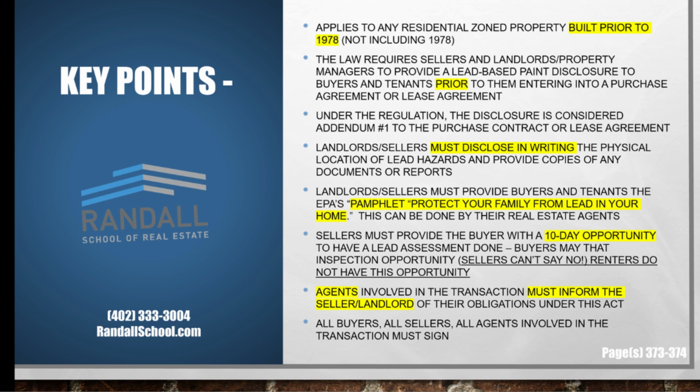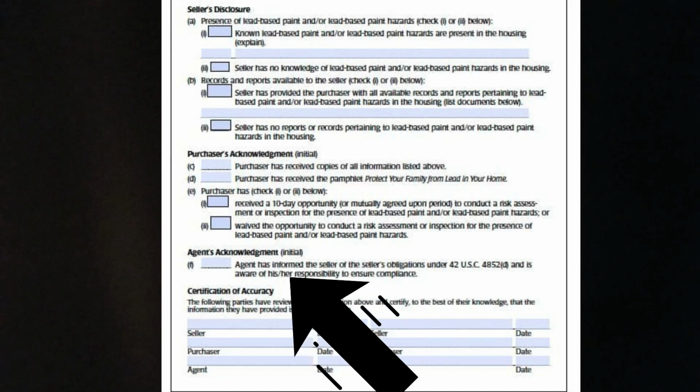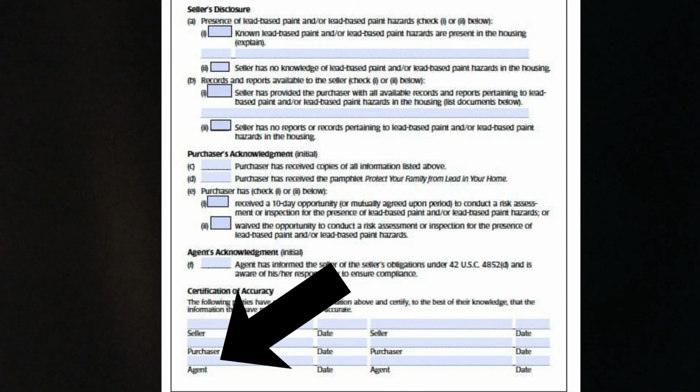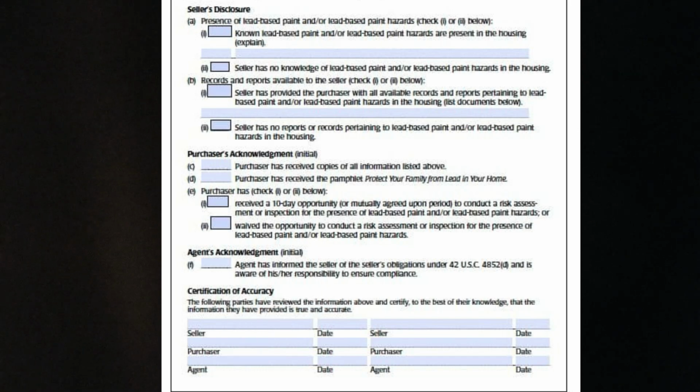Now, all the agents involved in the transaction must inform the seller and or the landlord of their legal obligation under this federal law. And let's take a look at the disclosure form on your screen. There is a section there where the agents must do two things. They must initial, and then they must also sign down below, all the agents involved. The same applies to property managers.